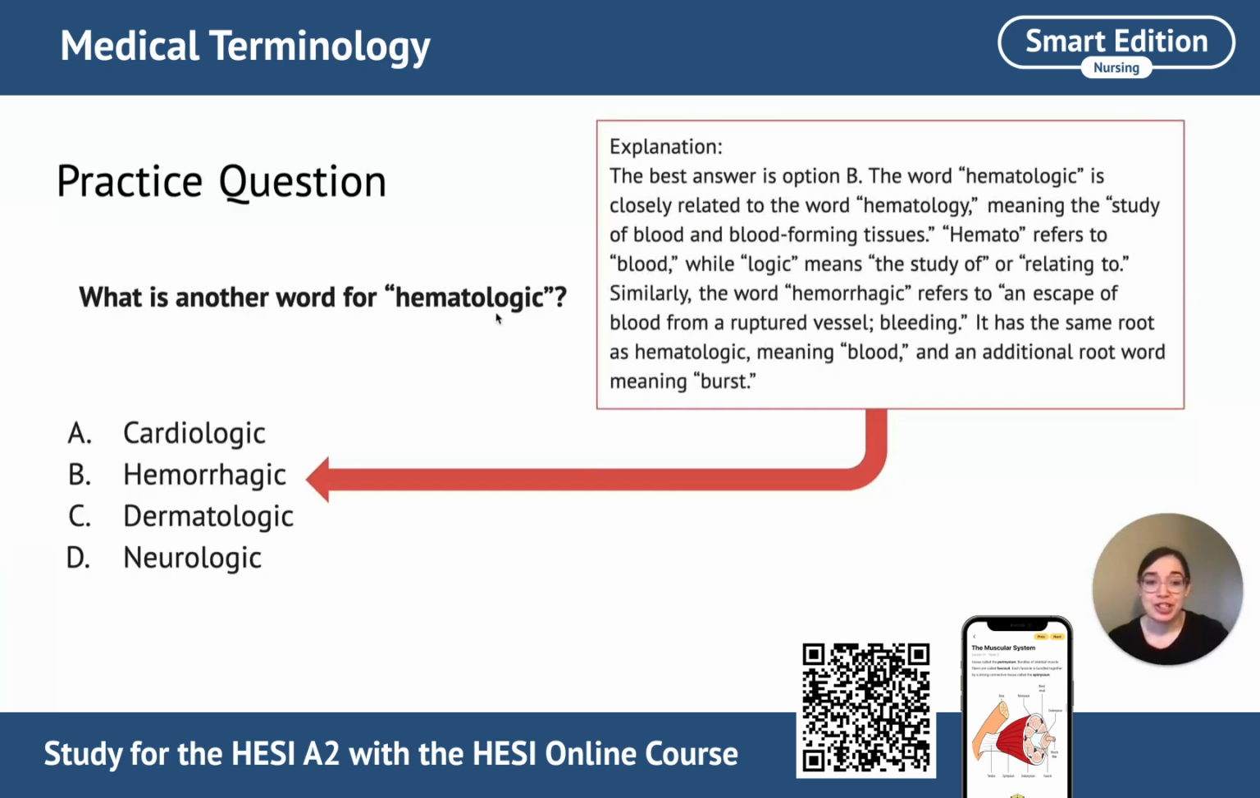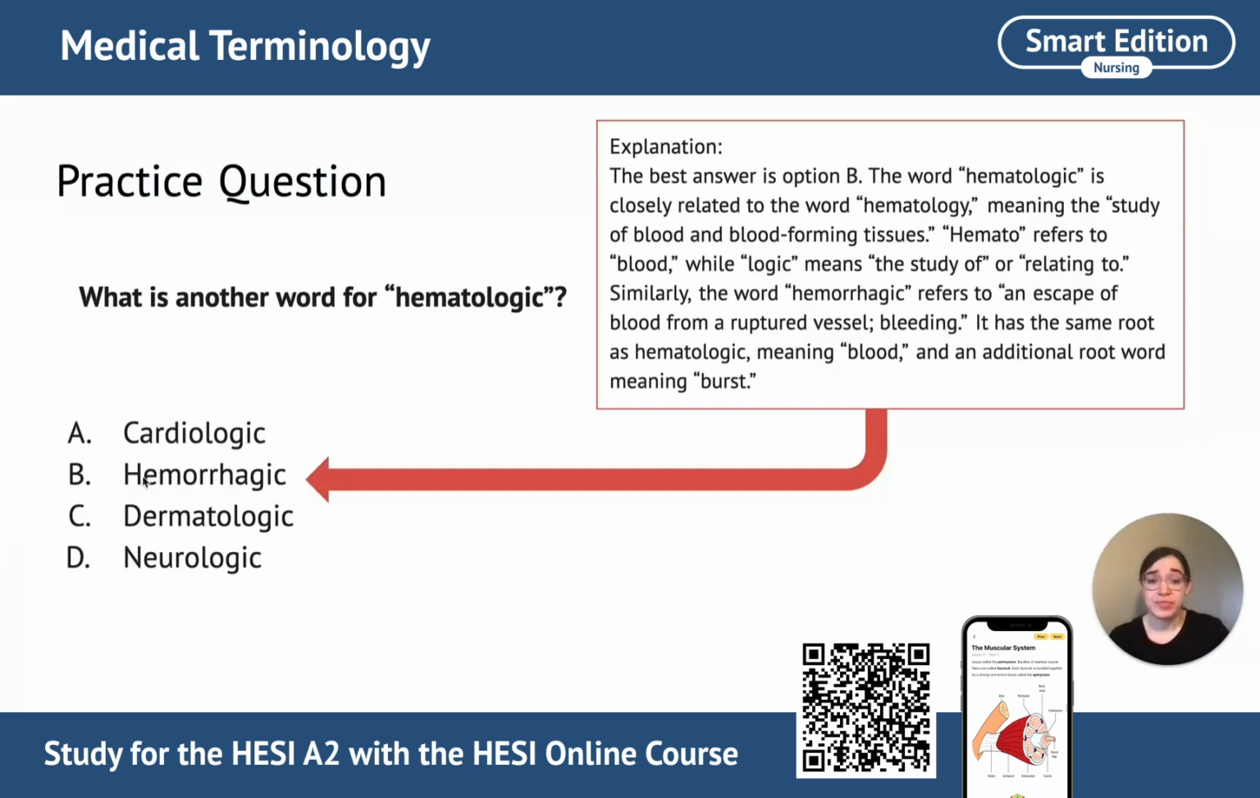So hematologic, if we break this word down, it's very closely related to the word hematology, which means the study of blood and blood-forming tissues. So the first part of this word, heme, that refers to blood. Logic refers to the study of. It can also mean relating to. So this word means of or relating to blood or blood-forming tissues. As I said, very closely related to the word hematology.